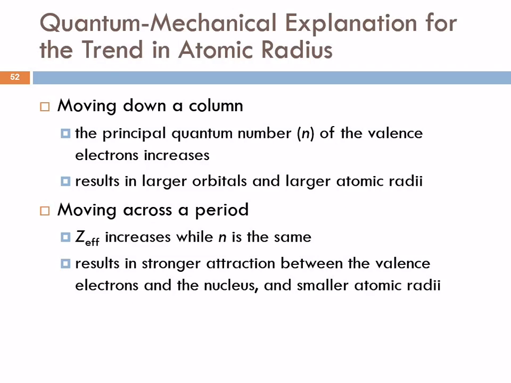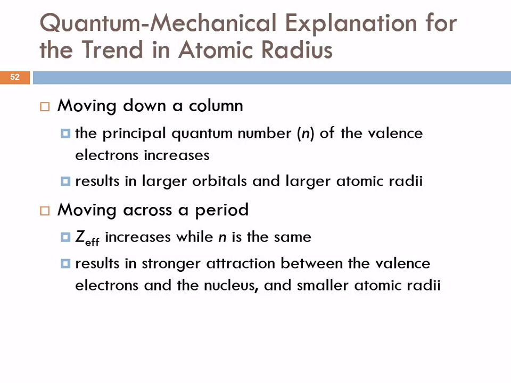Okay, so when we go down a column, what we observe is that the principal quantum number of the valence electrons increases. So if we compare lithium and sodium and potassium, the valence electrons are in a higher energy level. As the principal quantum number increases, the size of those orbitals increases, right? So it makes sense if you've got electrons in the 4s orbital versus the 2s orbital, that atom's going to be larger. Does that make sense?